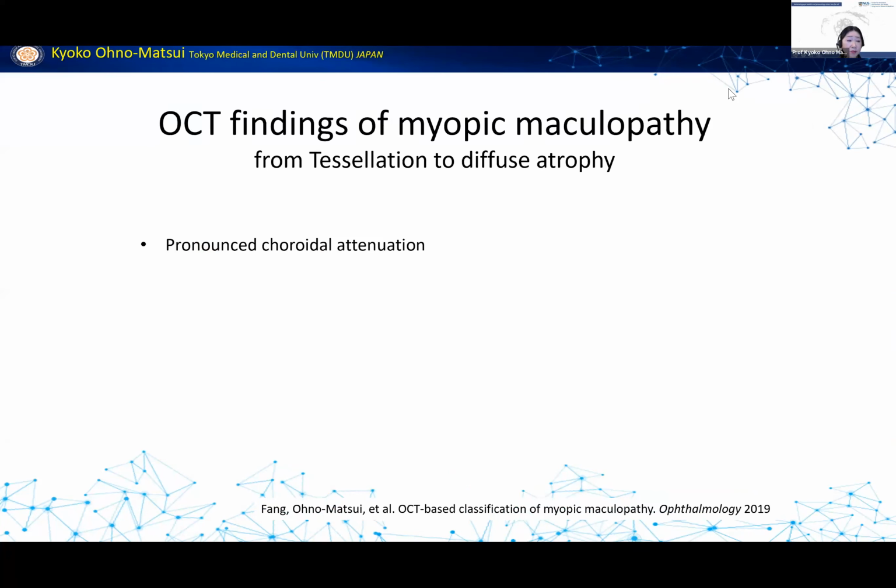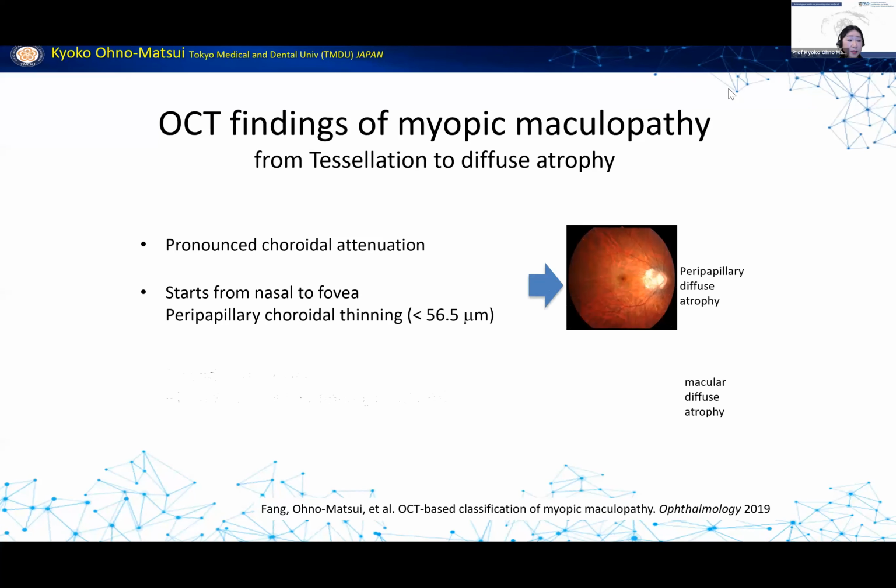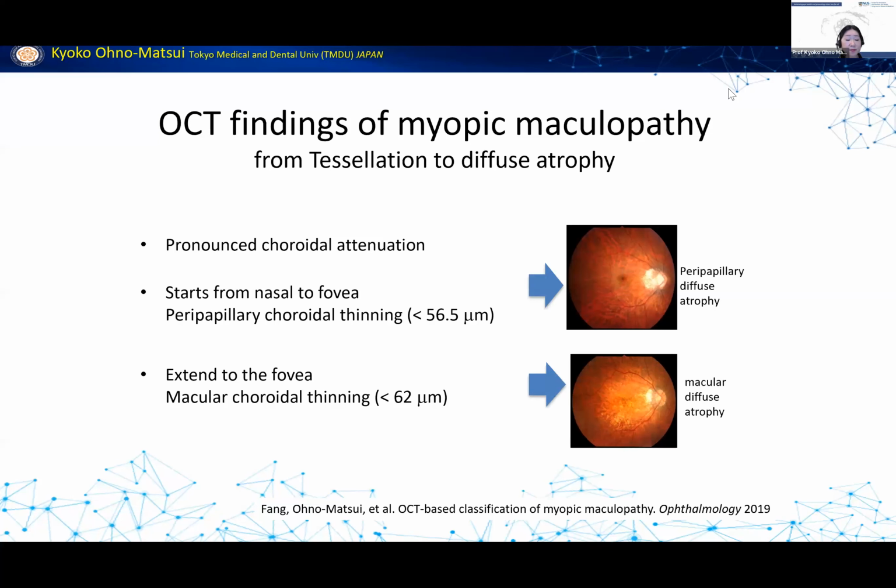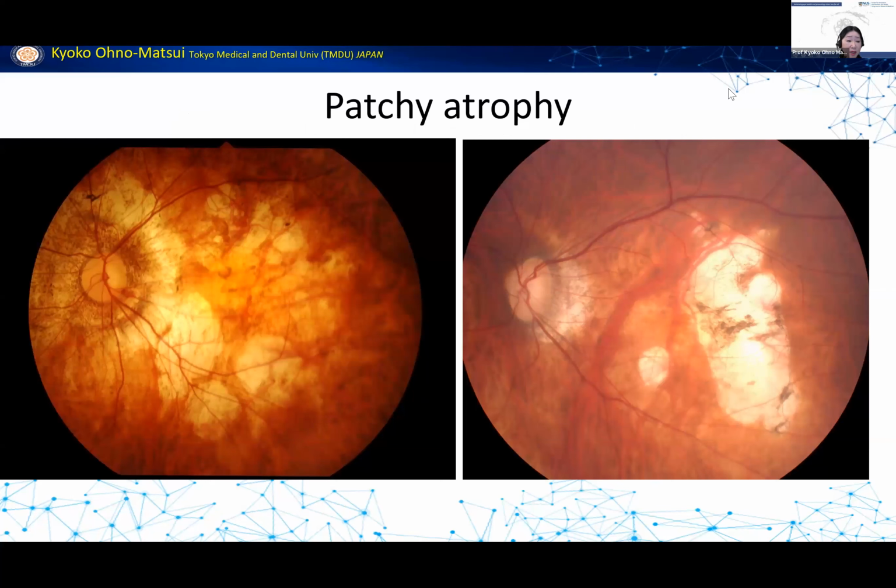Actually, a progression from tessellated fundus to diffuse atrophy can be explained by choroidal attenuation based on OCT studies. Extreme choroidal thinning starts from the peripapillary area as peripapillary diffuse atrophy, and later it extends to the fovea as macular diffuse atrophy. Different from diffuse atrophy, patchy atrophy is a well-defined and whitish lesion. It often develops in the area of macular diffuse atrophy.